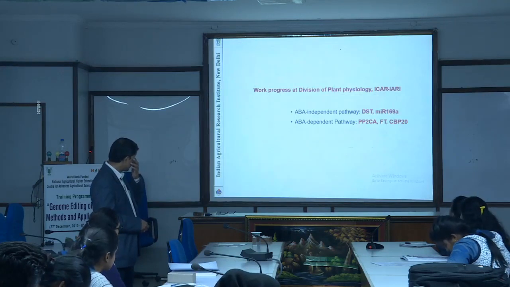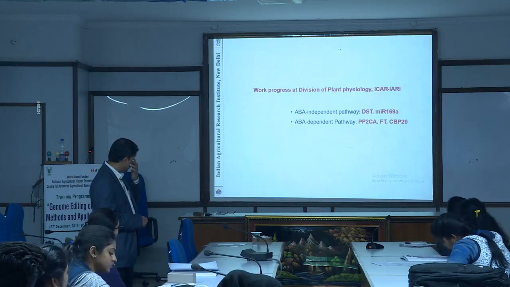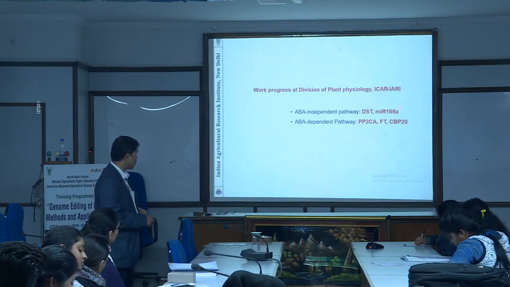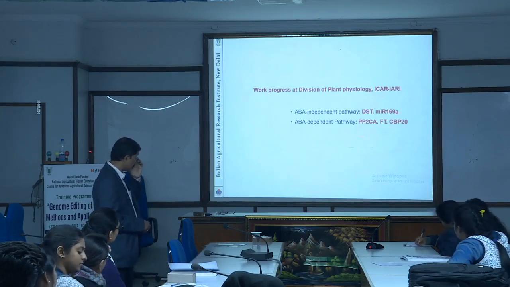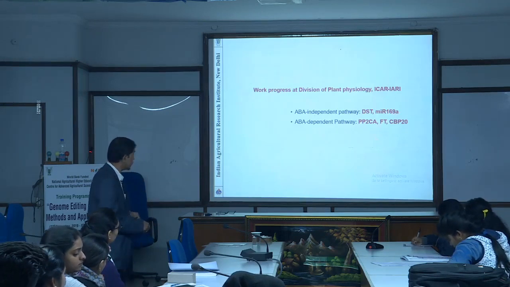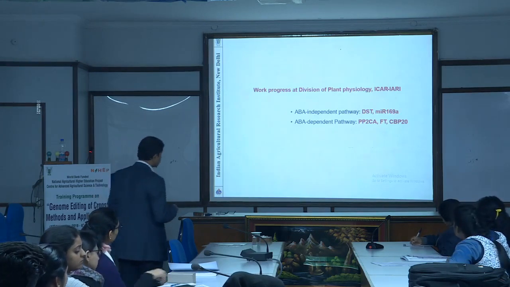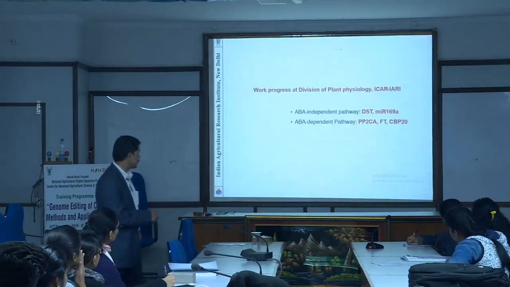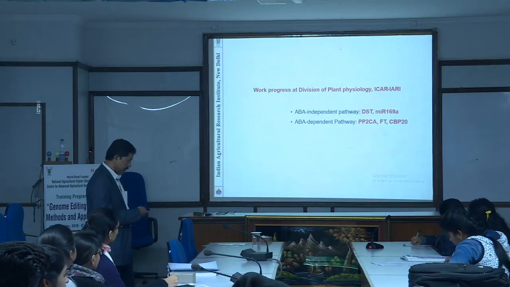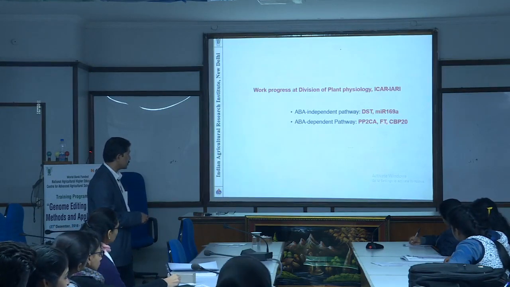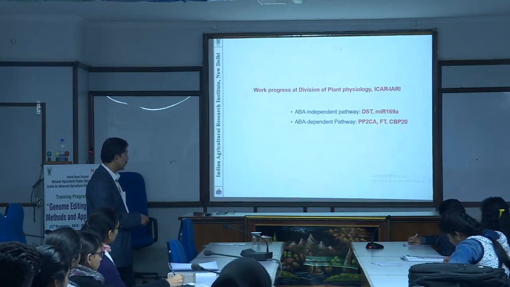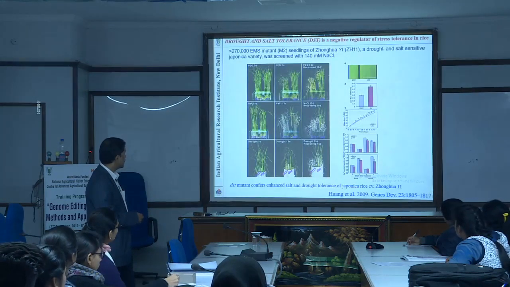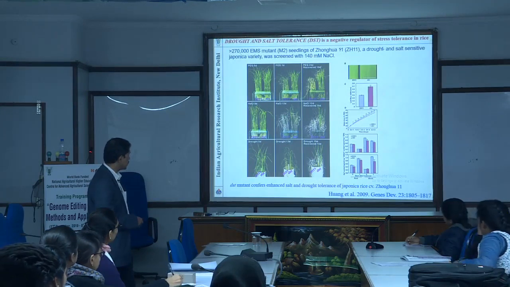In our lab, since last year, we are also working on some of these genes for drought and salt tolerance: microRNA 169, protein phosphatase 2C, farnesyl transferase, and CBP20. These are the stress-related genes we are working with. In one gene we have made some progress, and in another the work is in progress. Some mutants have been identified in some of them, and in some of them it is in the process of development. One of the genes we selected was the drought and salt tolerance gene.